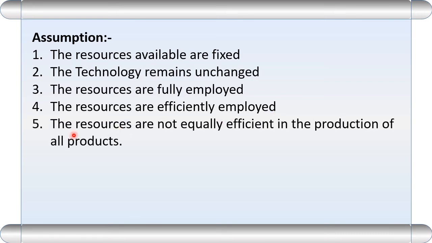The next is we presume that the resources are not equally efficient. For example, all the labors are not equally efficient to produce X goods and Y goods together. Some labor might be good in manufacturing X goods, some labor might be good in manufacturing Y goods. All the labor cannot manufacture both the goods with the same skill or dedication.